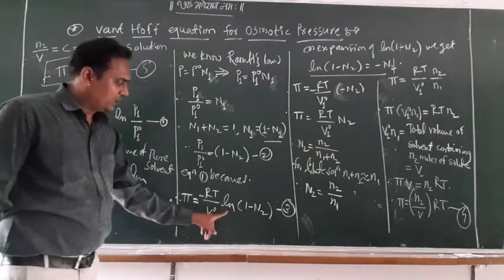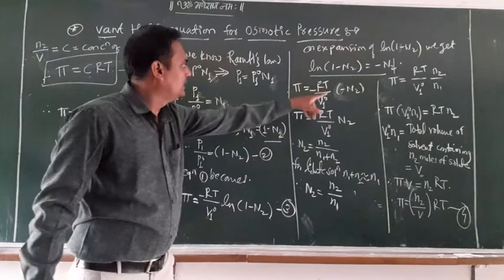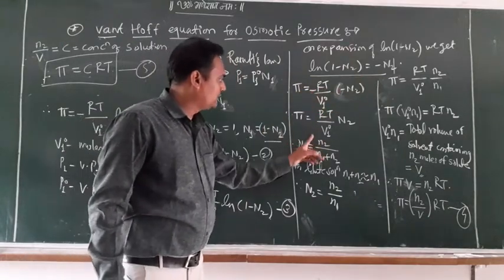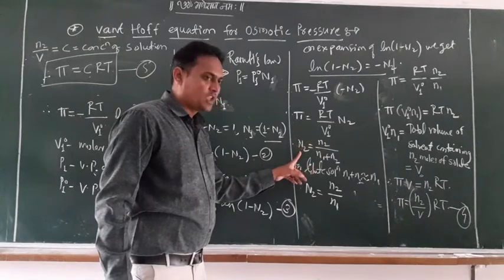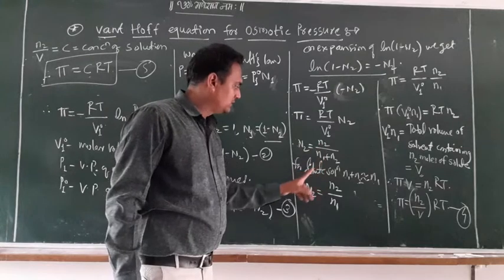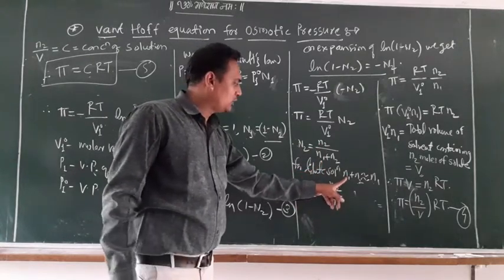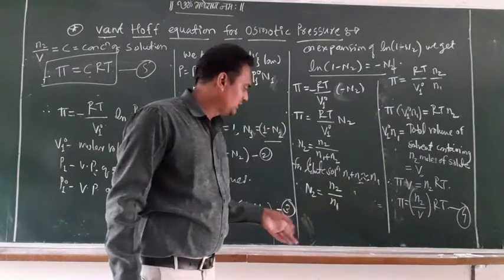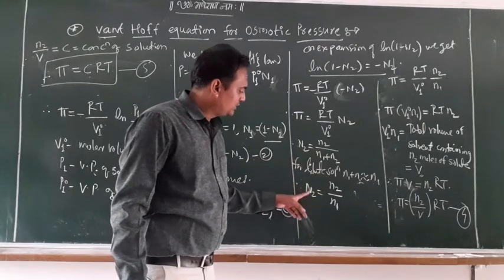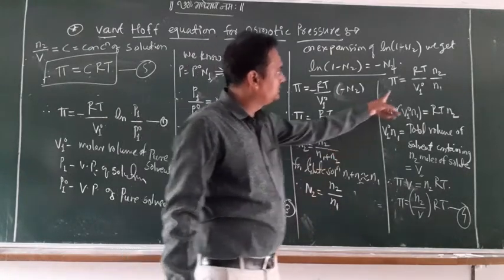On expansion of this term we get minus n2. Minus minus gives plus, so we have this equation. Then we know the mole fraction of solute is equal to the number of moles divided by the total number of moles. But for dilute solution, the number of moles of solute is very negligible. Therefore, n1 plus n2 is nearly equal to n1, so the mole fraction of solute is equal to n2 upon n1. Substitute this in the equation and we get this equation.